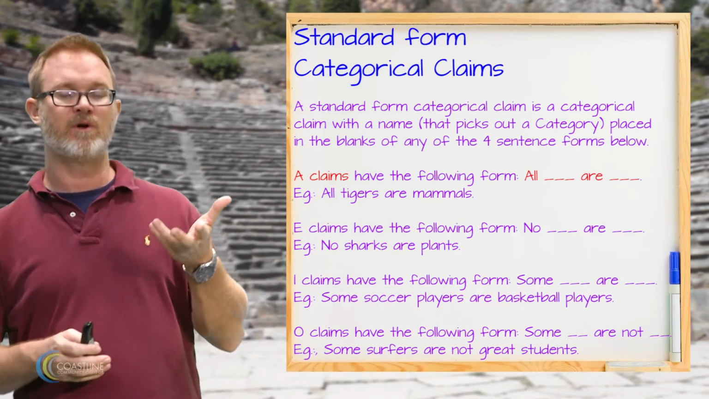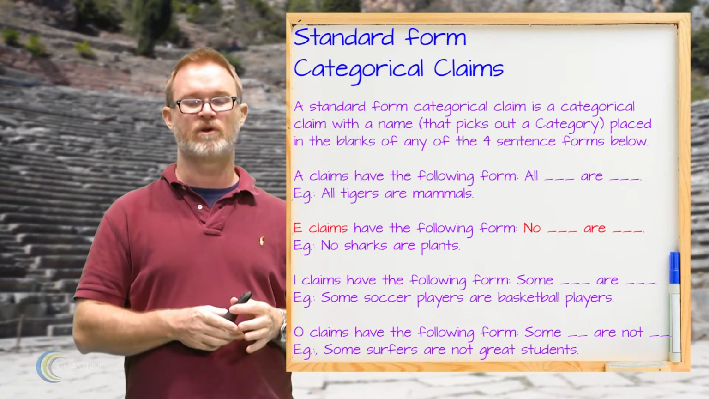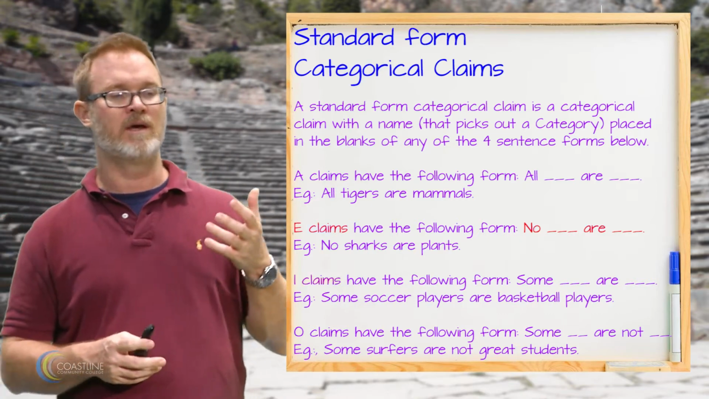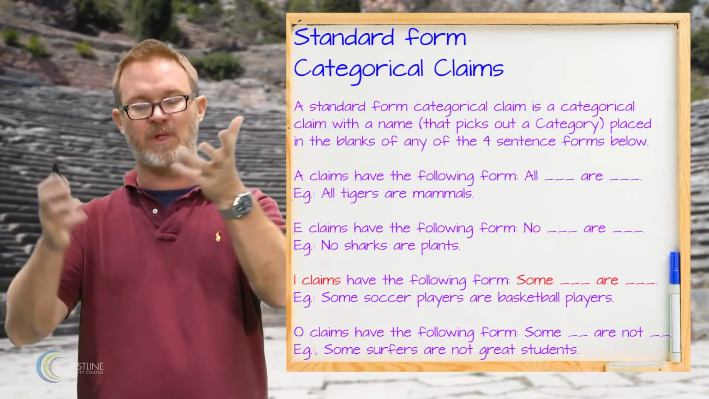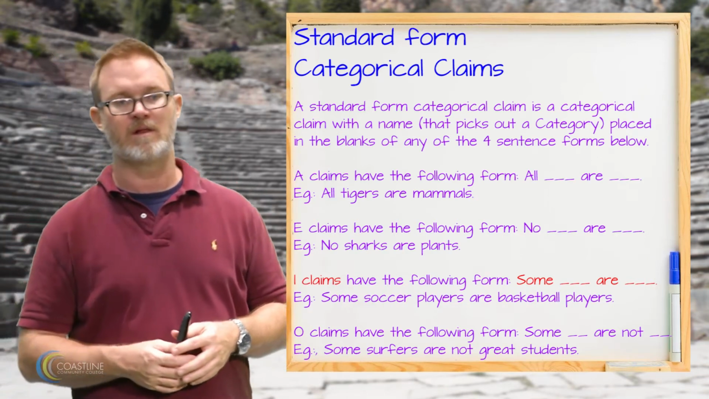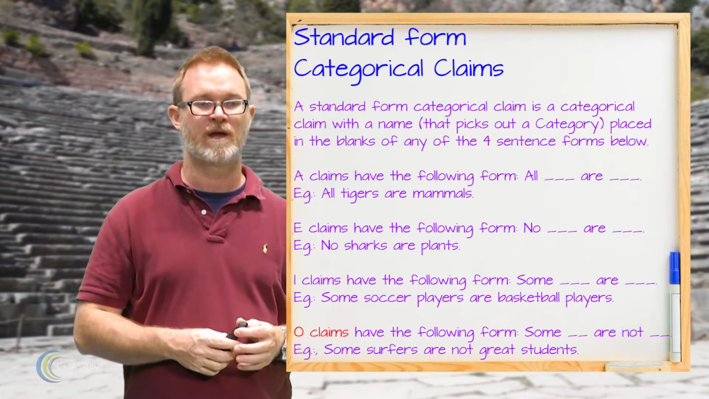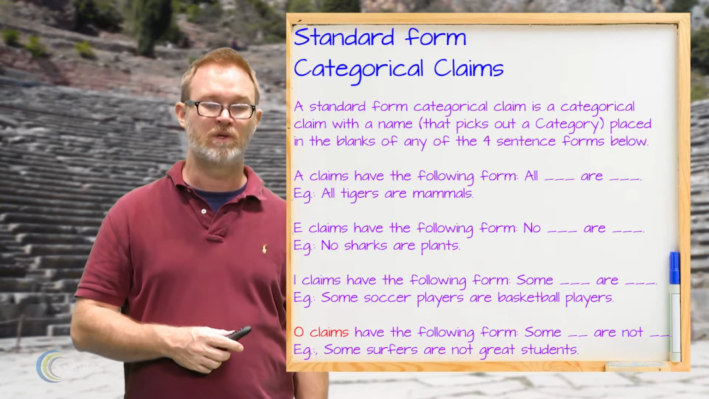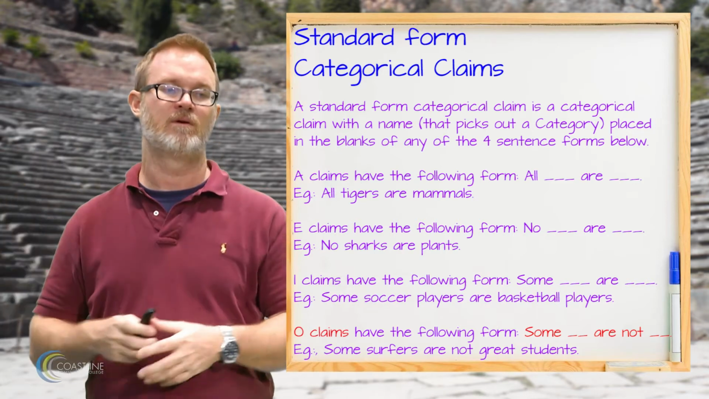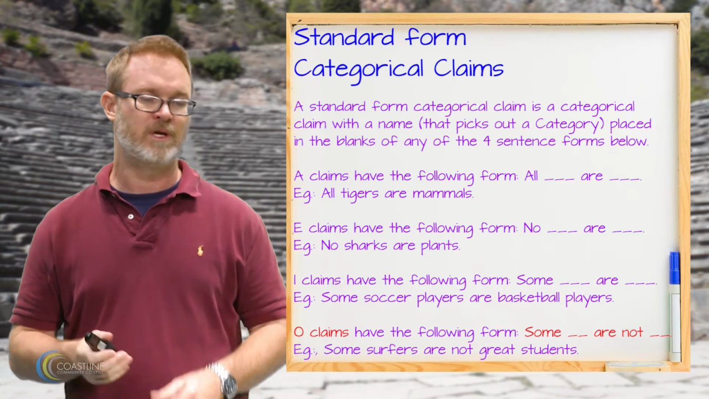The next type of claim we call the E claim, right? And the E claim has the form no blanks are blank. So for example, no sharks are plants, right? That's what we call an E claim. And then an I claim comes in the form of some blanks are blanks. So for example, some soccer players are basketball players. That would be an I claim. And then lastly, the fourth type of standard form categorical claim we have is what we call an O claim. And an O claim looks like some blanks are not blank, right? So some surfers, for example, are not great students, right? That would be an O claim.